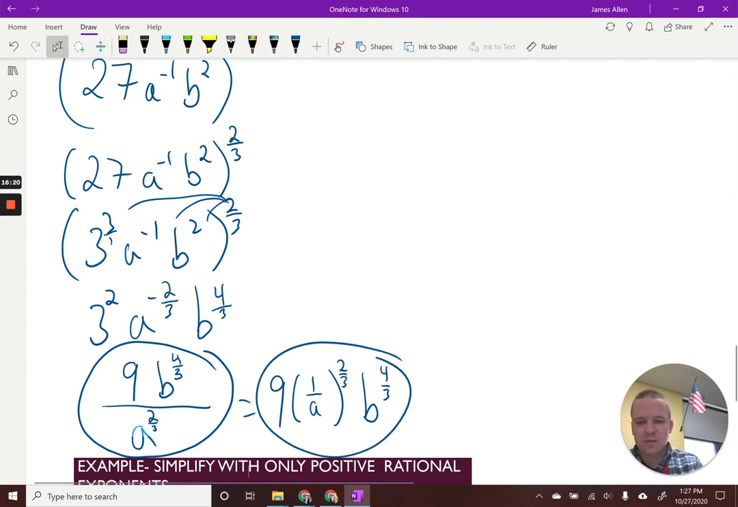I find that this first one just looks a little more normal than having the 1 over and then a fraction. So, it's up to you, unless it specifies.